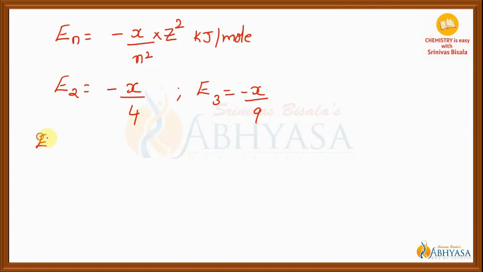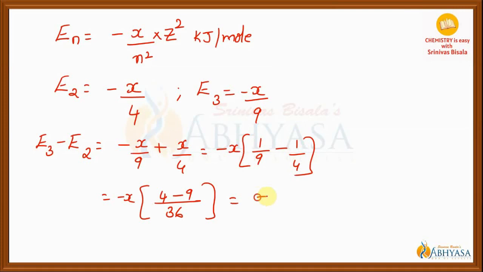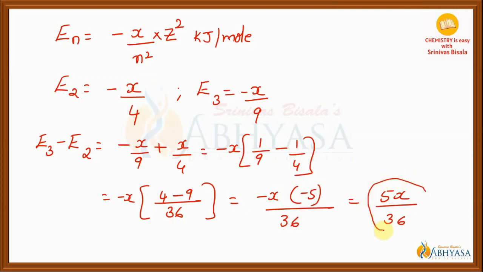So, let us take the energy difference between the third and second level. This is minus x by 9 minus of minus x upon 4. Take this minus x as common, then you will be getting 1 by 9 minus 1 by 4. This becomes minus x into minus 5 upon 36. I can simply write it as 5x upon 36. What is this 5x upon 36? This is the energy difference between the second and third orbit.